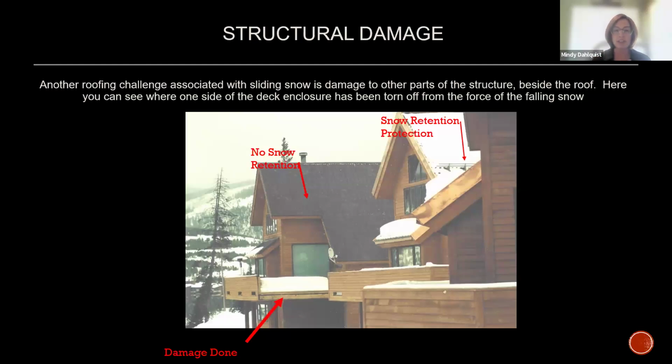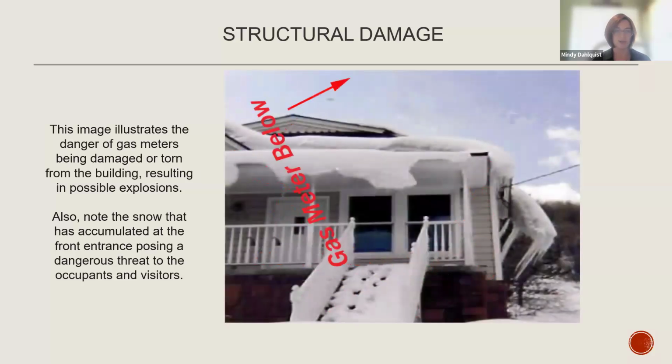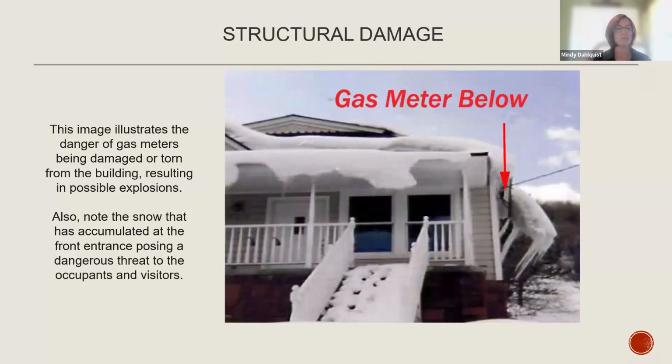So this photo here is kind of interesting. These are cabins side by side. They look pretty identical. One has snow retention, the other does not. Unfortunately, the one that does not have snow retention no longer has its deck enclosure either. So at least they'll be able to just go over and push that snow off the ledge there, but otherwise it's kind of a dangerous situation to have that kind of opening coming off of your deck.